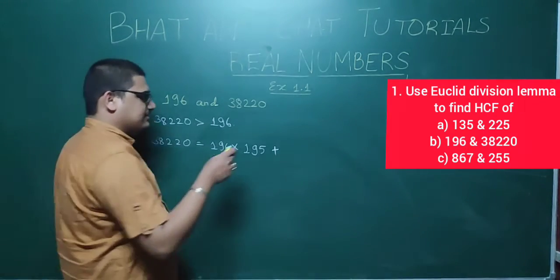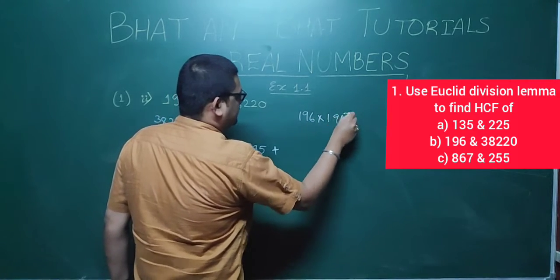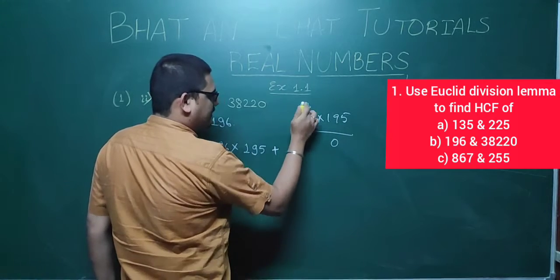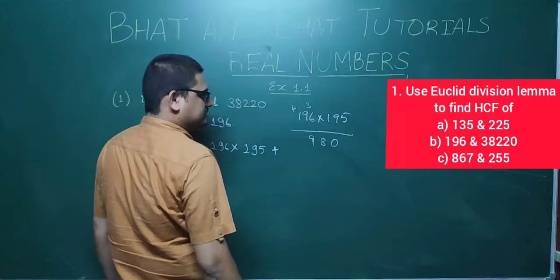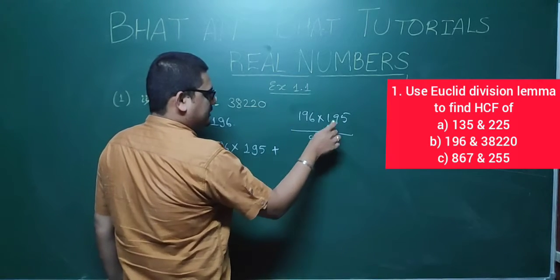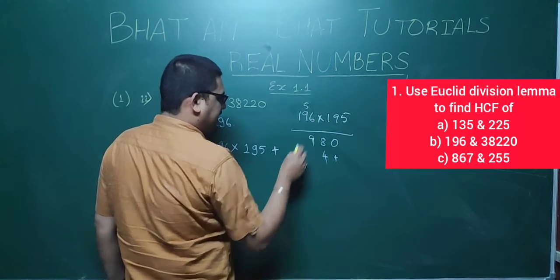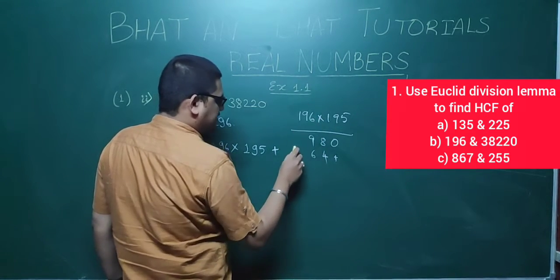How? Let's check. 196 into 195. 5 6s are 30. 5 9s are 45 plus 3, 48. 5 1s are 5 plus 4, 9. Correct? Next, 9 6s are 54. 9 9s are 81. 81 plus 5, 86. 9 1s are 9 plus 8, 17.